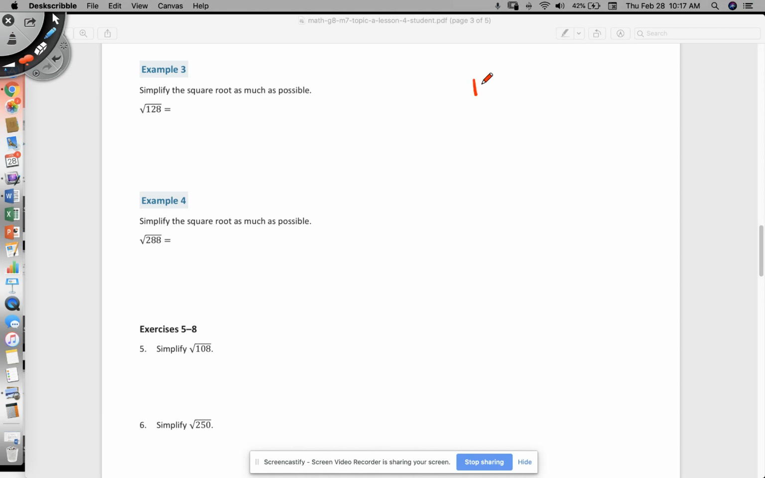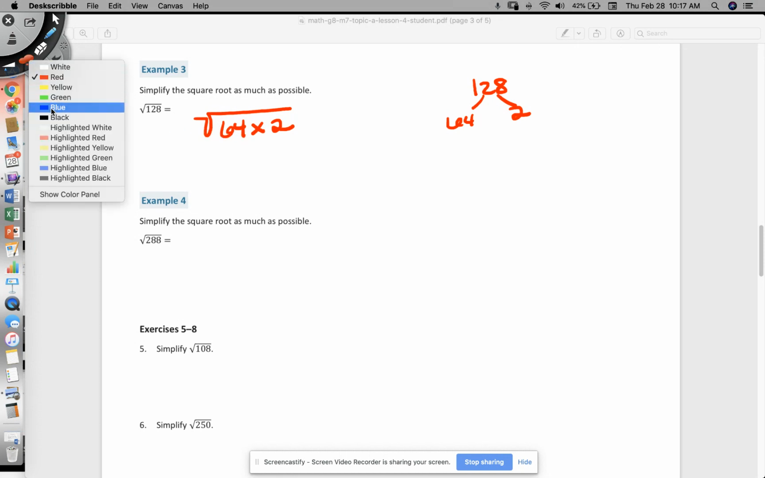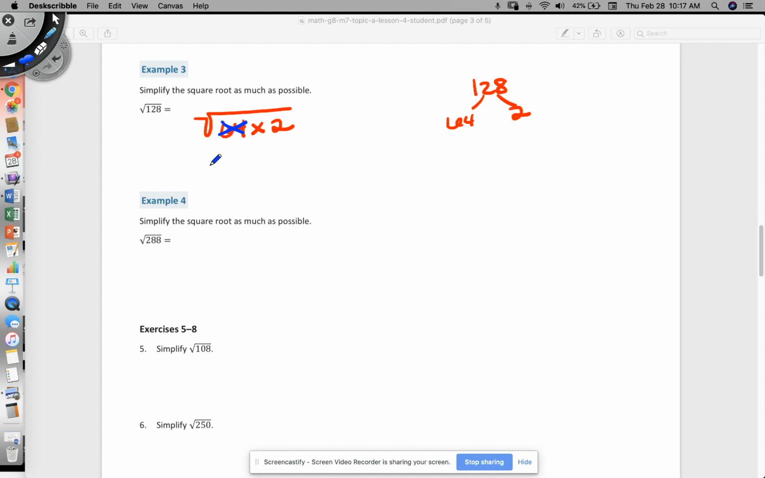Now, I know that 128 falls between 8, which is 64. So 64 times 2 gives me 128. So that's going to be the combo I use. So 64 times 2, because 128 is pretty close to this factor here. All right, now I'm going to take the square root of 64, and that gives me 8, leaving me with root 2. 8 root 2.